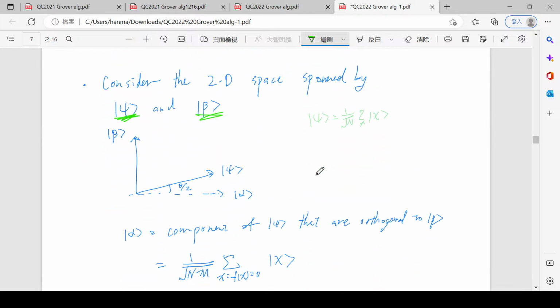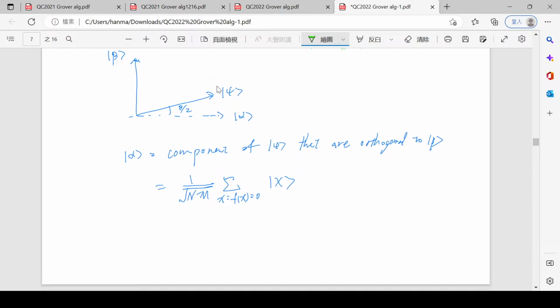Well, you can do the calculation carefully, but intuitively, this is the equal superposition of all computational basis states, and this is all marked items, and this one should be everything that's not a marked item. Yeah? I think it's quite intuitive. And anyway, alpha will be the equal superposition of everything that's not a marked item. Equal superposition of everything x such that f of x equals 0. And there are a total of n items and m marks, so obviously there are n minus m items in here.